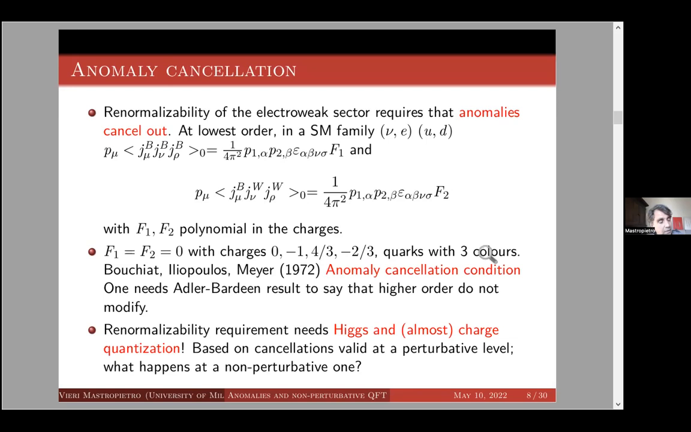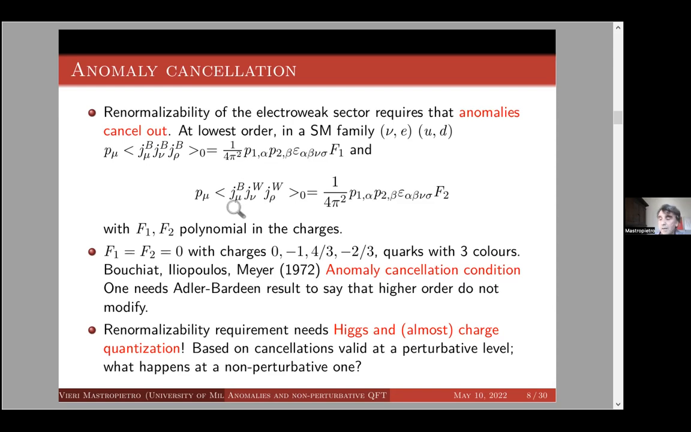So all these arguments are done at the perturbative level. So the basic question is what happens at the non-perturbative one? Why is it difficult to pass to a non-perturbative description? Because of all these properties, so for instance, this equation here, I'm using the non-renormalization of the anomalies. So of course, you don't have simply the lowest order graphs. This object here is at all orders. You have contributions to all orders.